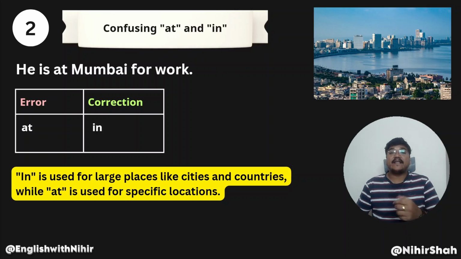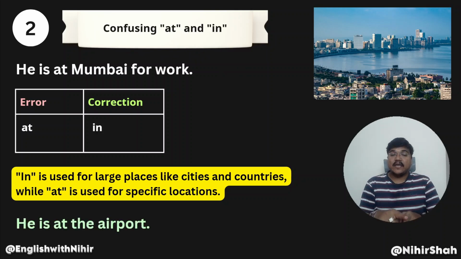So when to use at then? This is an example. He is at the airport. Where is he? He is at the airport. Okay. So here it's a specific location. That's why we have used at. Let's look into the next example.